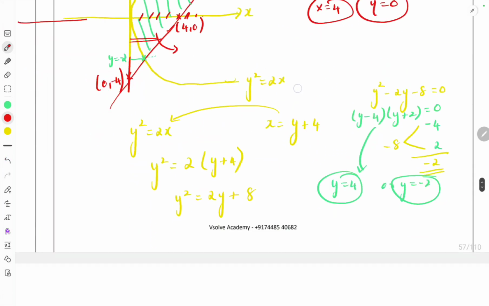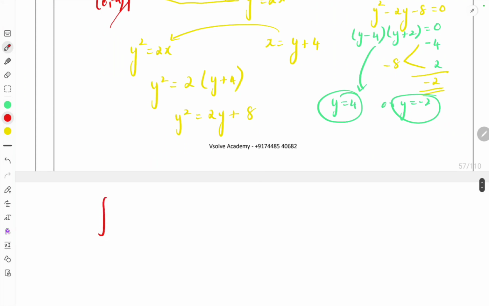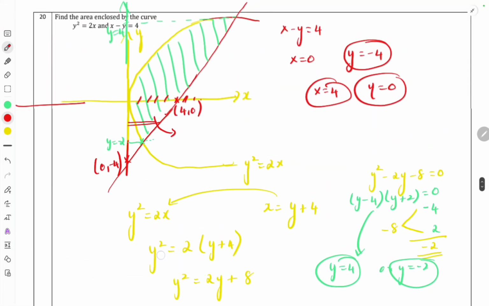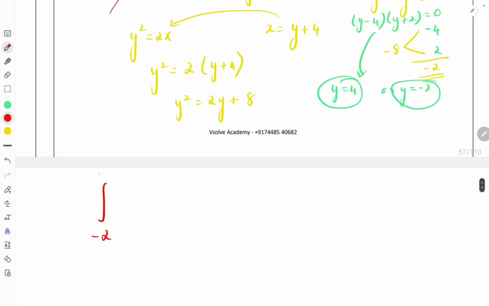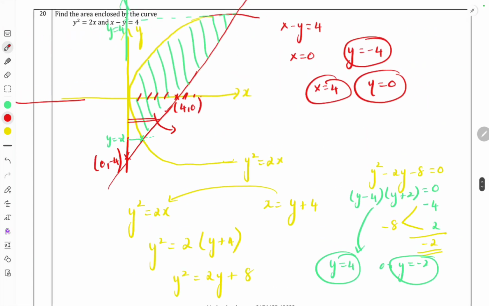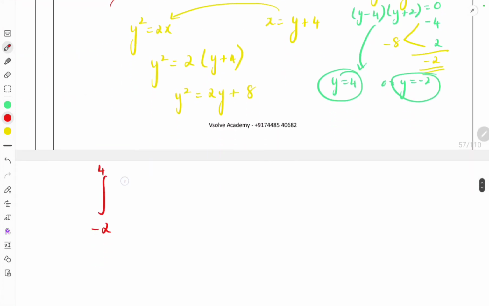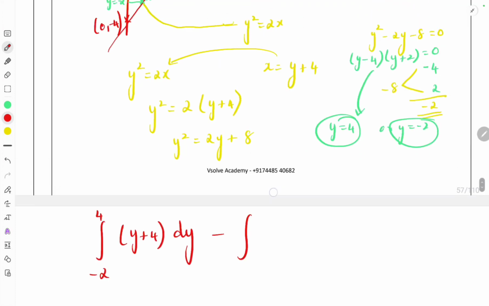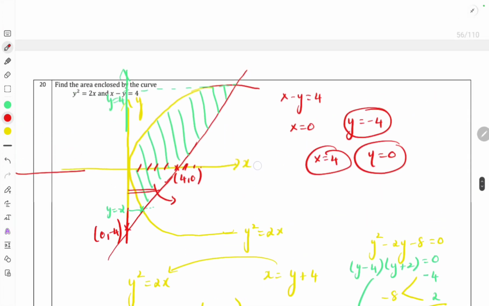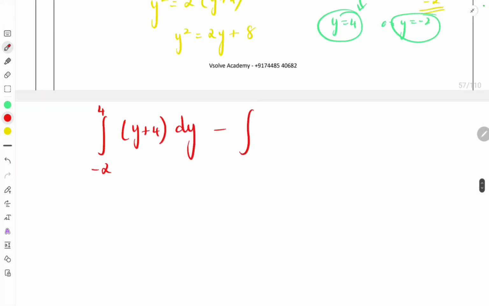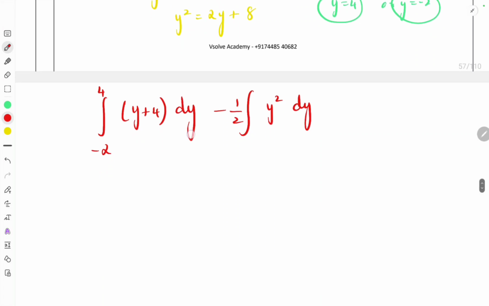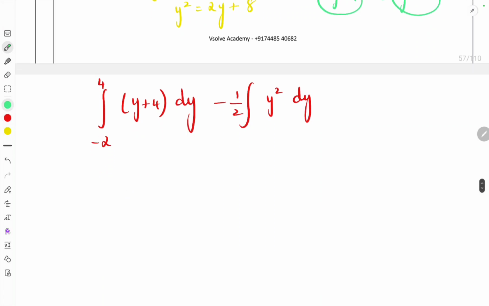So now what we have to do here is from -2 to 4 directly I can go. -2 to 4, and first it touches the line equation. In terms of x we have to write. So x is equal to y plus 4. Y plus 4 dy. So minus curve equation I have to subtract. So x equal to I have to write, which is y square by 2. So 1 by 2 y square dy. So after this we have to just calculate this, we will get the answer.